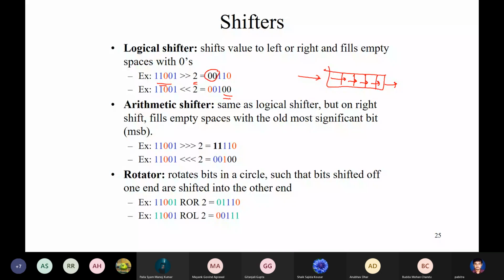Okay, now let's look at the arithmetic shifter. It's kind of the same as the logical shifter, but it will fill the empty space with the earlier most significant bit. So let's see, this is a right shift by 2 positions. So what happens if this is a right shift by 2 positions? This one is the MSB, so this one fills up this empty space.